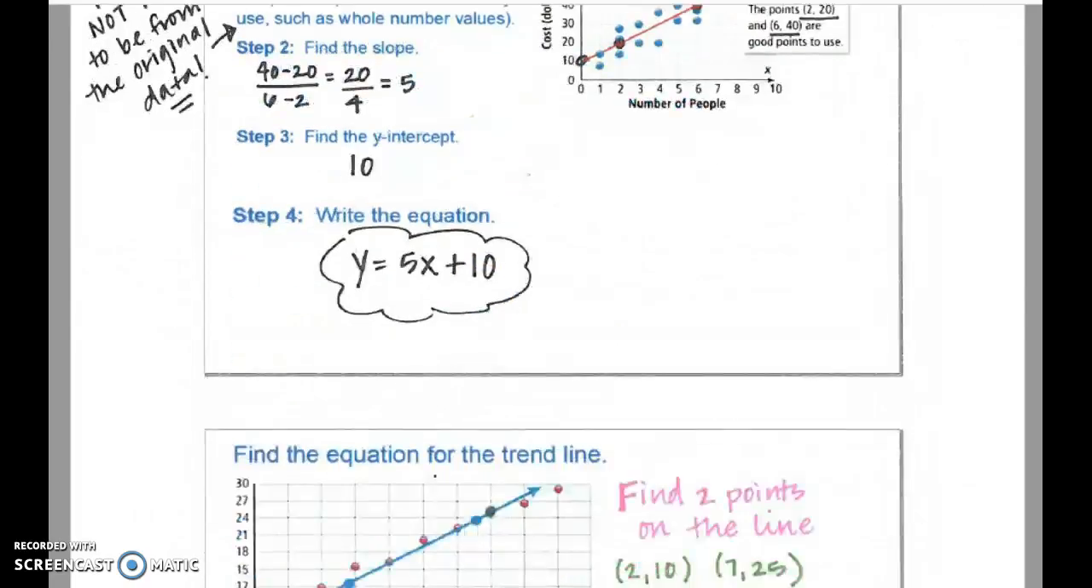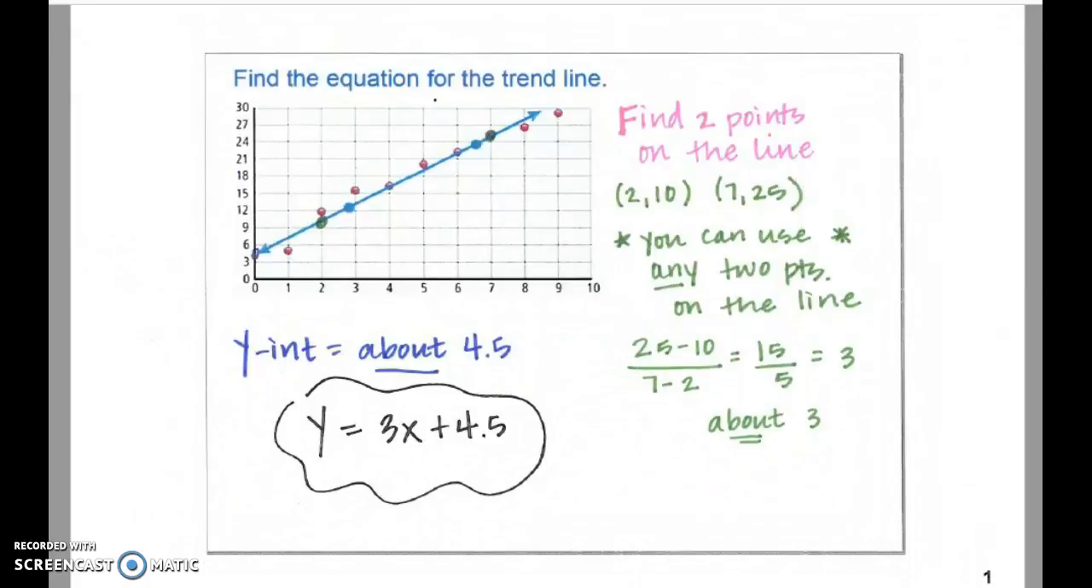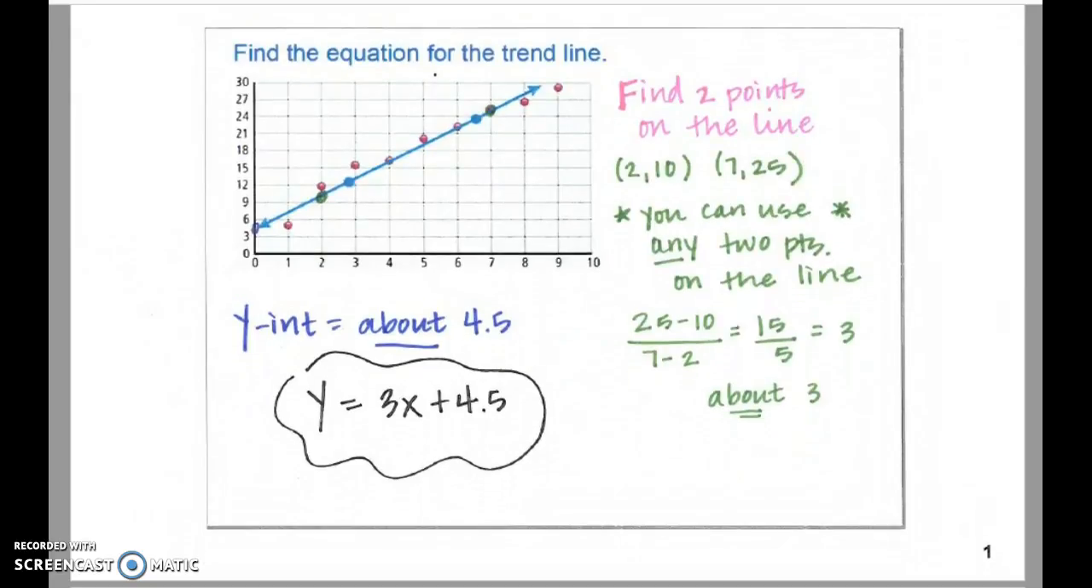Moving on to the next example right after number 4, which I forgot to number as 5, find the equation for this trend line. Again, find 2 points on the line. They don't have to be the original red dots that came on the graph itself from the original data items. I chose (2, 10) and (7, 25). So over 2 up about 10 I thought was right there, and then over 7 up 25 I felt like was right there.